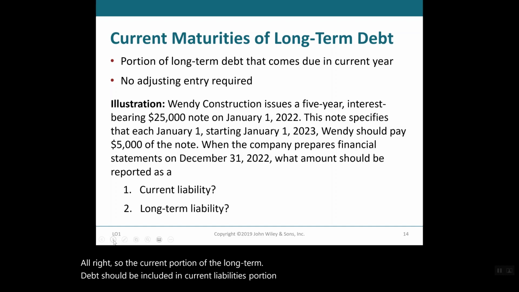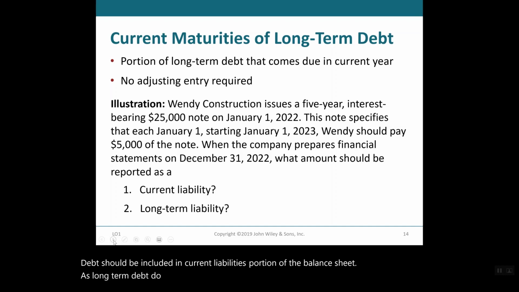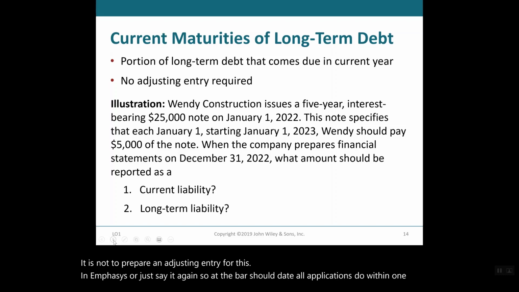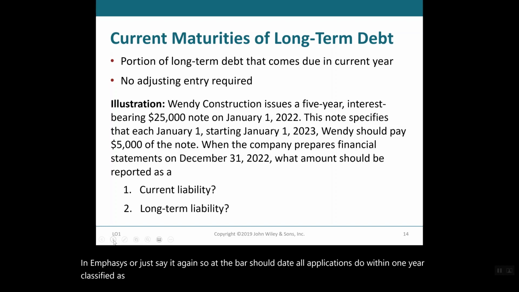All right, the current portion of the long-term debt should be included in the current liability portion of the balance sheet as long-term debt due within 1 year. It is not necessary to prepare an adjusting entry for this. To say it again, at the balance sheet date, all obligations due within 1 year are classified as current, and every other obligation is termed as what?